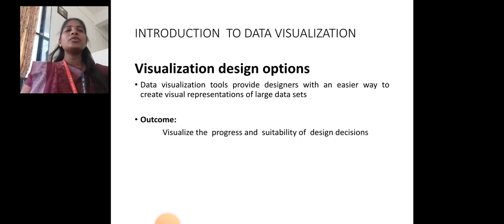So this is the introduction to data visualization. It is one part of designing the data. Whenever we retrieve just raw data, that data is transformed into some other form. That is considered visualization design. The tool provides designers an easier way to create visual representations of large data sets.